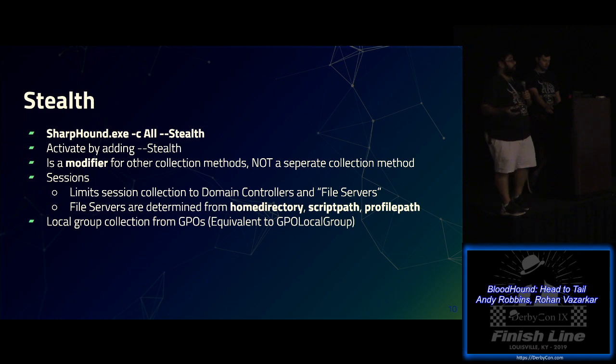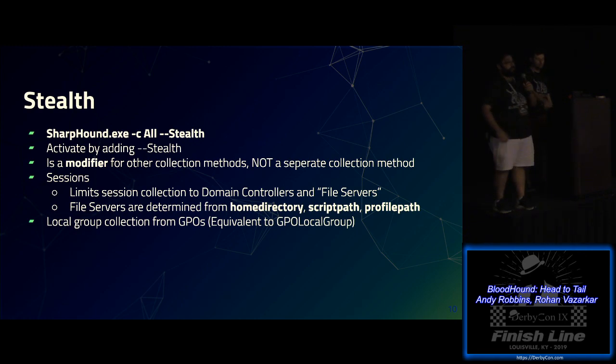All right, so Sharphound has a stealth flag, and it's a little bit confusing because when we first released BloodHound, stealth was its own collection method. When we released 2.0, we decided that stealth should be a modifier for collection methods. So you can specify whatever collection methods you want, and if you add the stealth flag on top of that, it will modify how those collection methods work. The really big things that change are how sessions are collected and how local groups are collected.